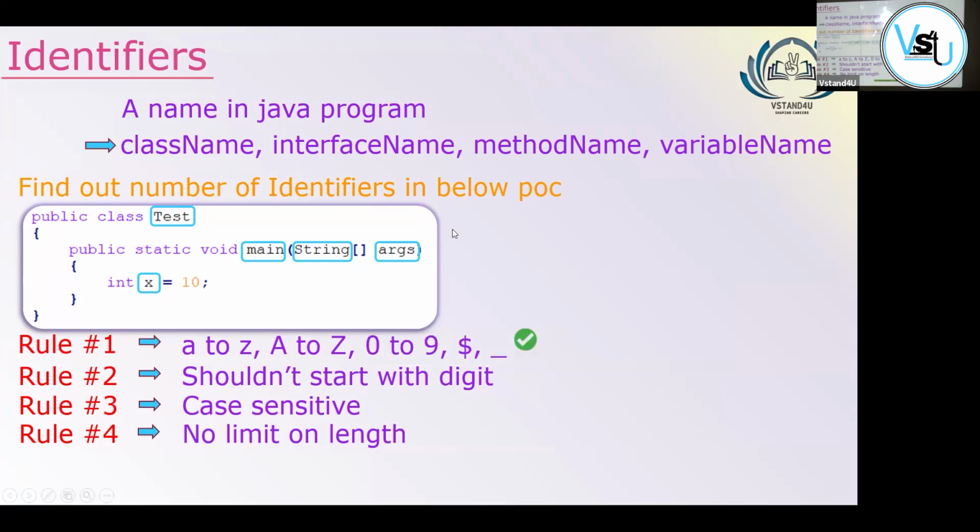Faster, everybody. Okay, moving forward. I hope all 4 rules are clear. First, lowercase a to z, uppercase A to Z, 0 to 9, dollar and underscore are allowed. Should not start with a digit. Case sensitive. 5th rule.